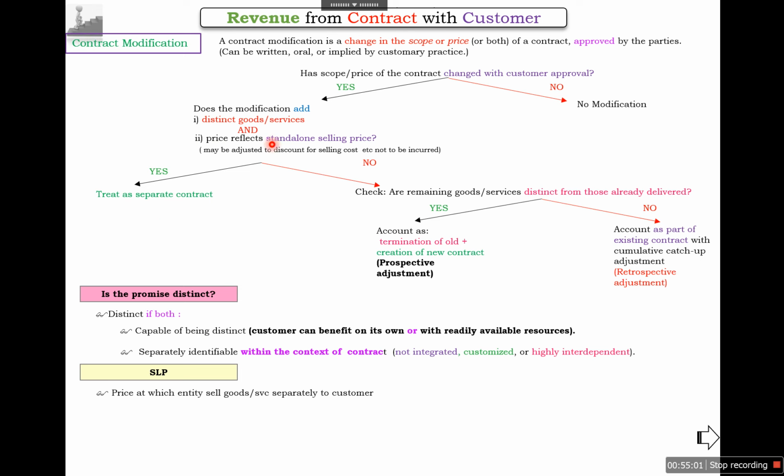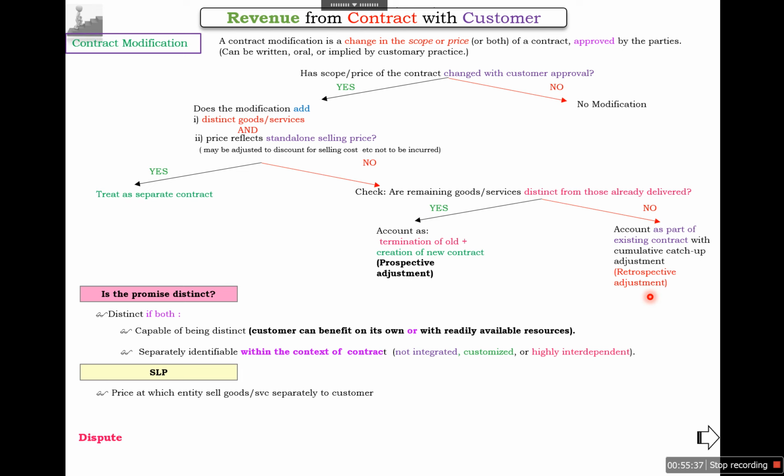If any of the conditions fails, we need to check whether the remaining goods and services are distinct from those already delivered. If goods are distinct, in that case, we will account for it as a termination of the old contract, and the change in the standalone price will be treated as a prospective adjustment. But if it is only an increase in the scope and the goods and services are not distinct, in that case, we will adjust it as a retrospective adjustment.